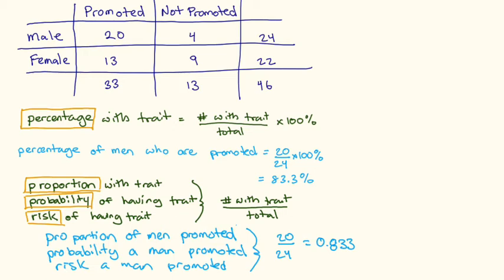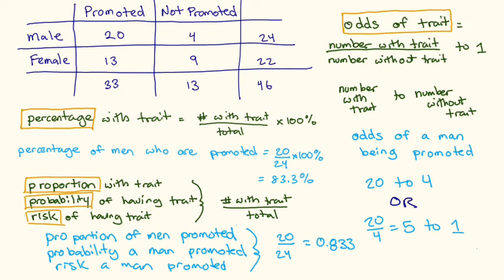Proportion, probability, and risk are all just the decimal form. So the proportion of men promoted, the risk a man was promoted, probability a man was promoted, all of those are just the decimal form. So the number over the total.